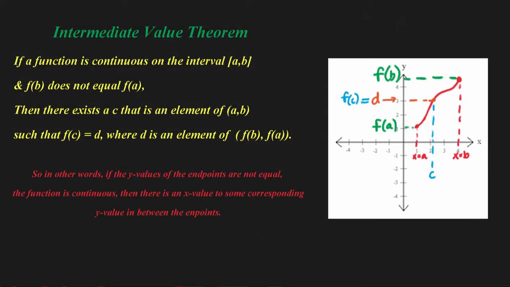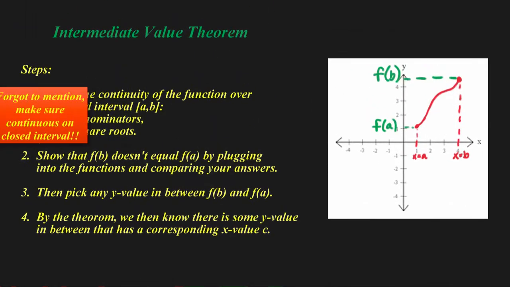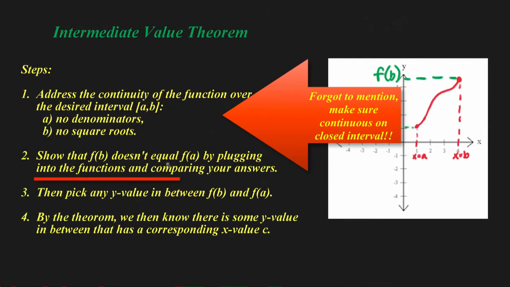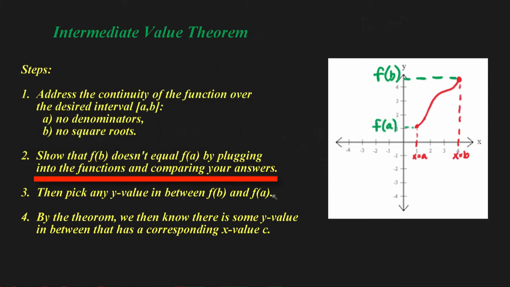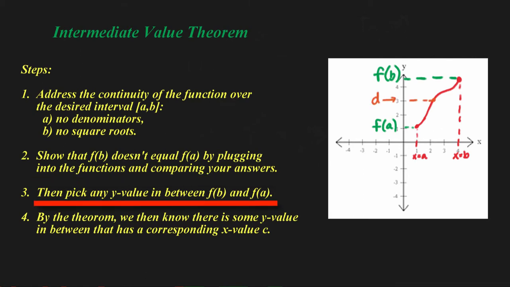So what are the steps? Let's look at the steps real quick. Once you find the y values and prove they don't equal each other, then we have to look at your f of b and f of a values and pick some y value in between them. Any y value. Doesn't matter what it is. So in this case, I picked 3.